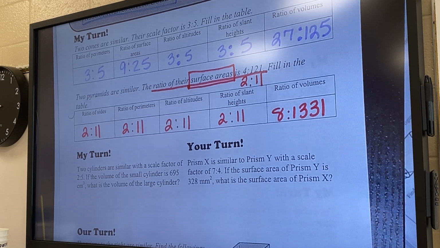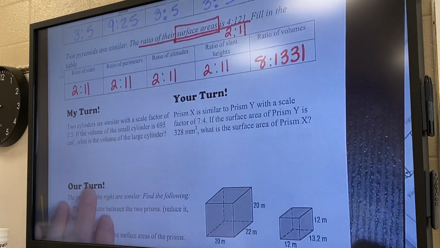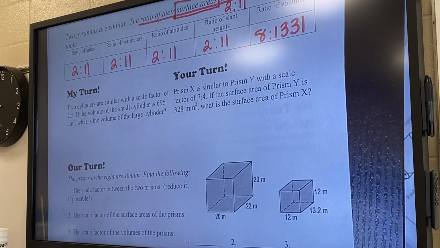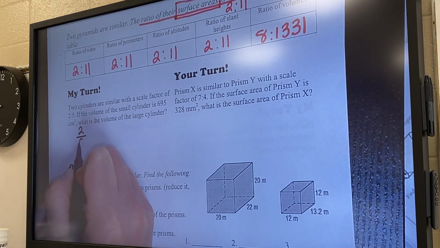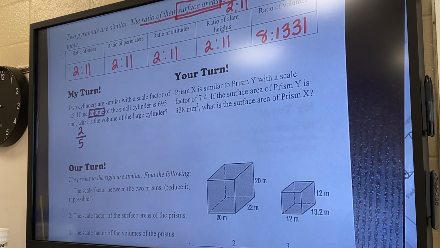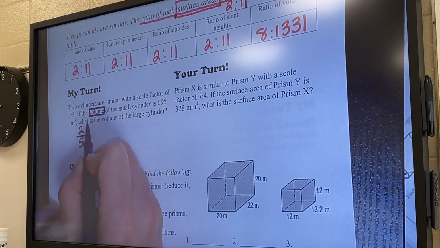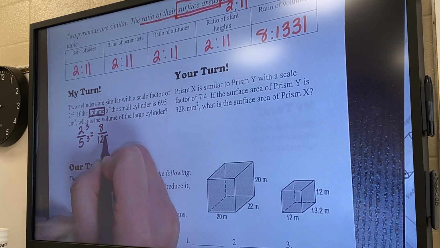Does everybody have these if I scooch up? Yes. All right, it says 2 cylinders are similar with a scale factor of 2 to 5. If the volume of the small one is 695, what is the volume of the large one? So first thing first, we've got 2 to 5, but we're talking about volume. So what am I going to have to do with that 2 to 5? Cube it. And when we cube it, that would give us 8 over 125.